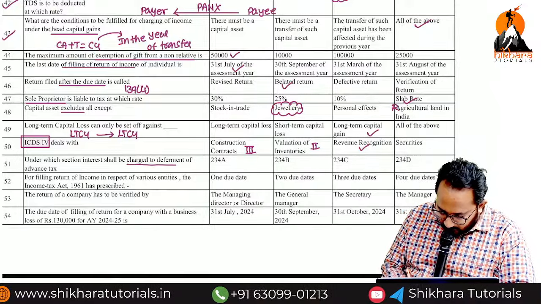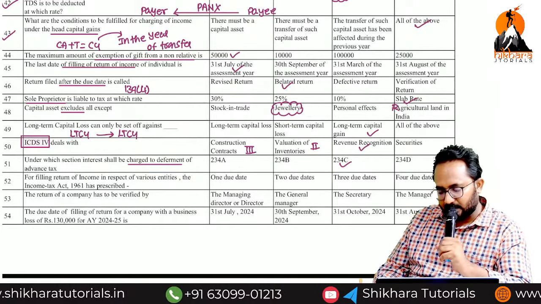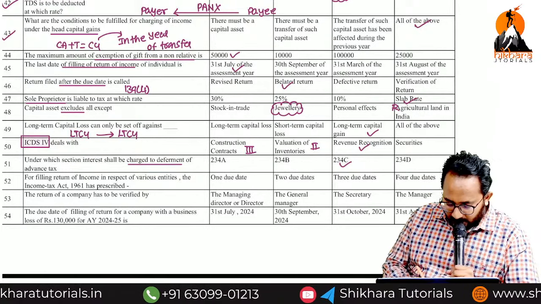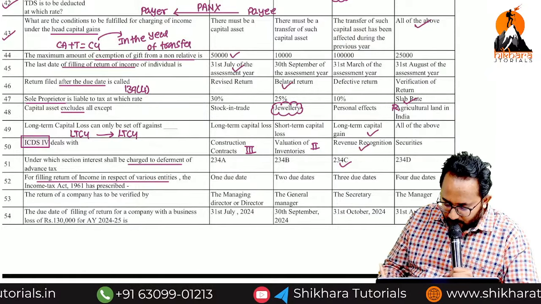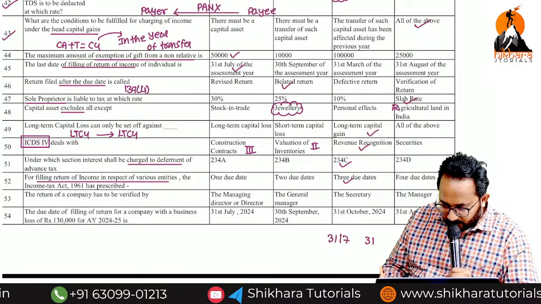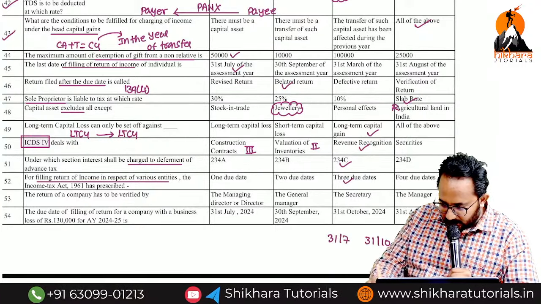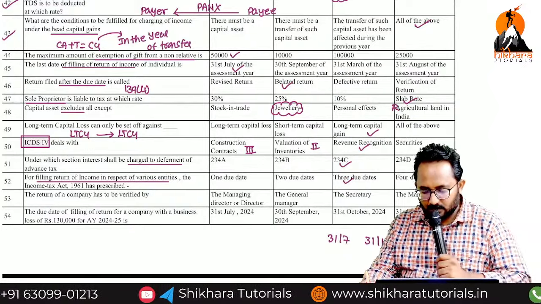Next, if any advance tax installments are deferred, under which section do we have to calculate interest for the default? For filing of income tax return for various entities, how many types of due dates are there? 3 due dates: 31st July, 31st October, 30th November.